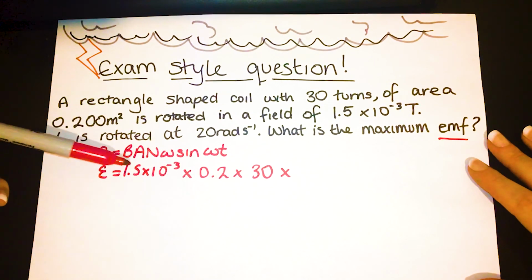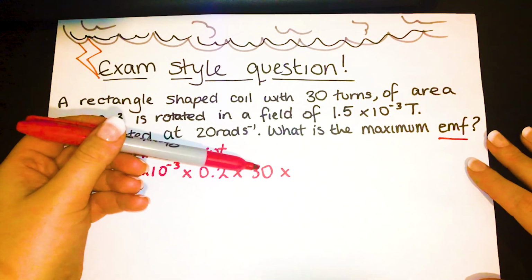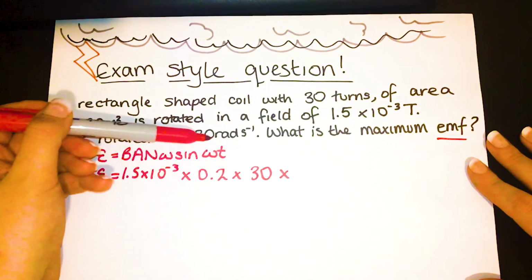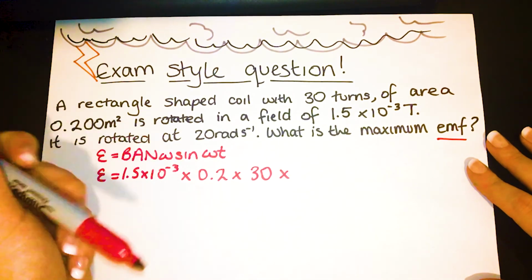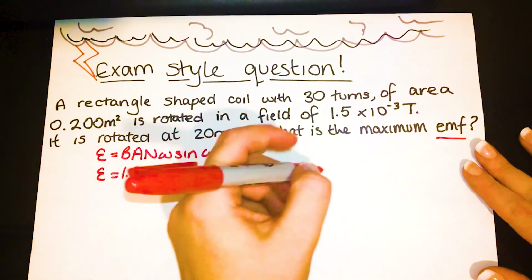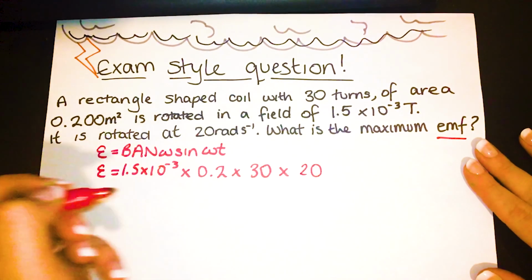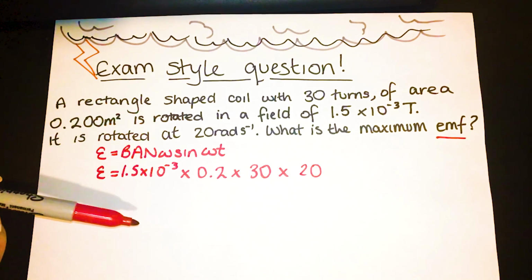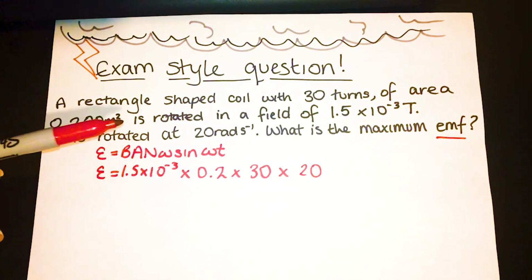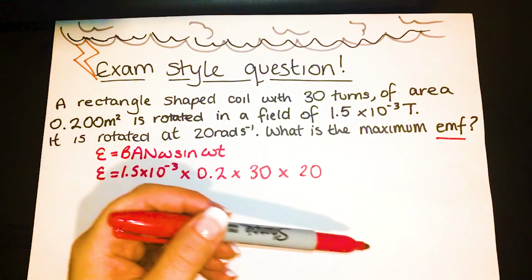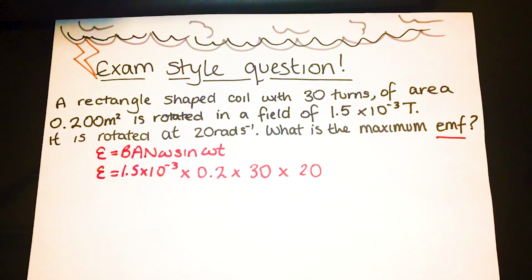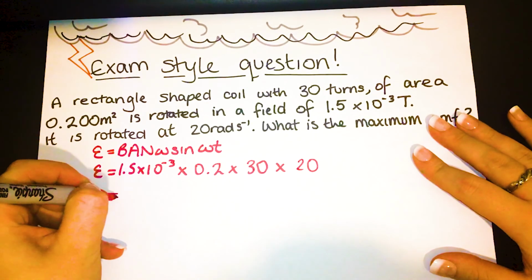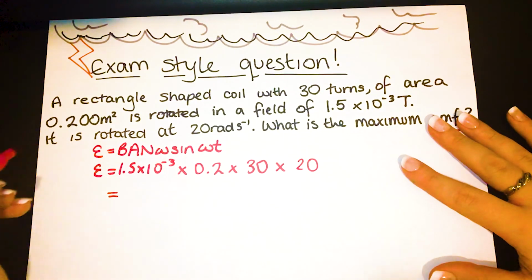So it's going to be 1.5 times 0.2 times 30. Our omega t we're not going to worry about, and the omega that we've been given as our angular speed is 20. Okay, now we don't know whether it's going to be plus or minus, so you just need to make sure in your answer you put plus, minus, and whatever value you get. Otherwise, you can be deducted marks for not recognising that. So that would give us an answer.